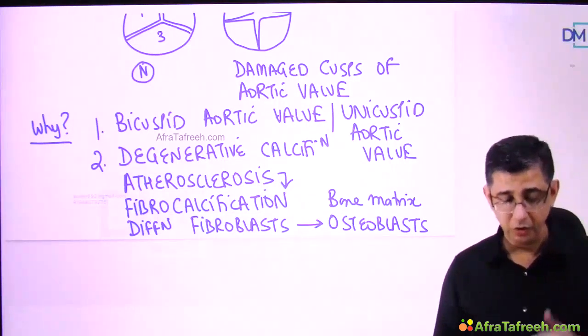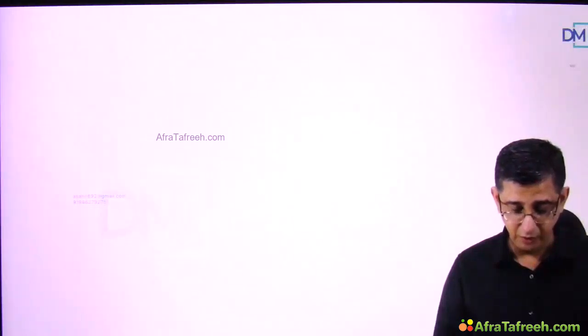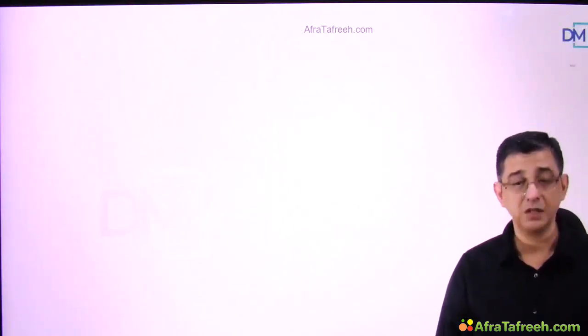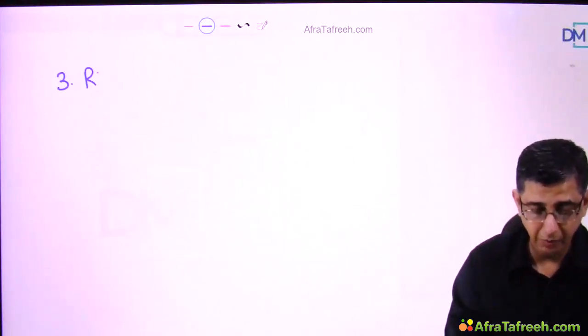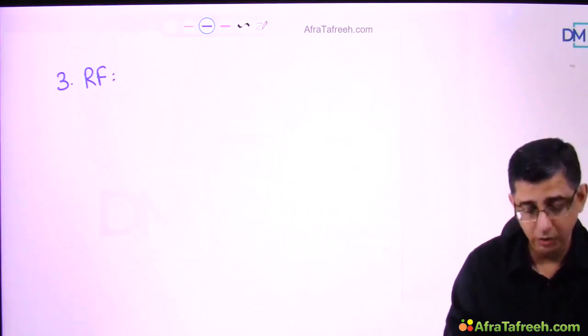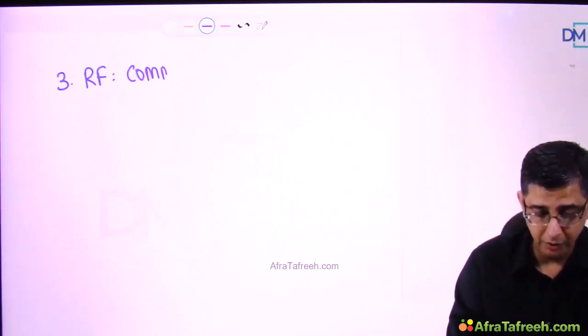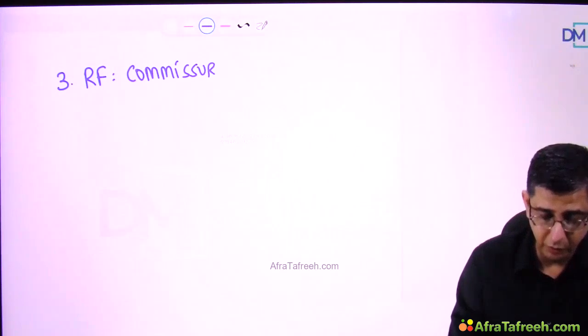So in the pediatric age group, it is bicuspid aortic valve. In the adult age group, it is degenerative calcification. Coming to the third cause of valvular aortic stenosis, you need to remember rheumatic fever. You see, the problem with rheumatic fever is just like in mitral stenosis, it can cause commissural fusion and scarring of the valve cusps.